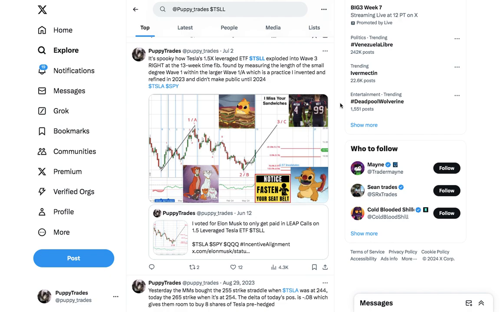I said it's spooky how Tesla's 1.5x leveraged ETF TSLL exploded into wave 3 right at the 13-week time fib found by measuring the length of the small degree wave 1 within the larger degree Wave 1A, which is a practice I invented and refined in 2023 and didn't make public until 2024. So let's look at this picture a little bit. We've got 5 cats right here.